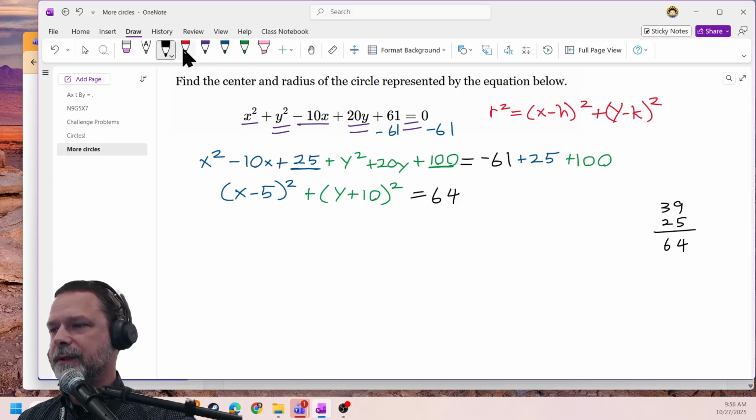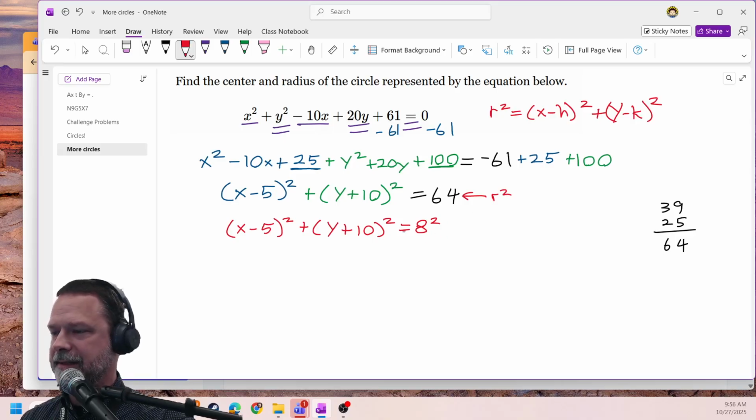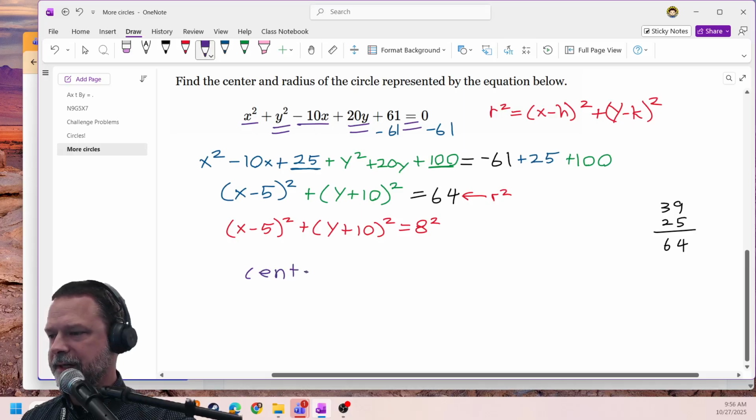So last thing, let's rewrite this one more time. x minus 5 squared plus y plus 10 squared equals 8 squared. And that's something you got to remember. Remember, it's r squared. This guy right here is r squared. Our radius is 8. So our center, this is something you got to be very careful with. Our center is 5 comma negative 10.